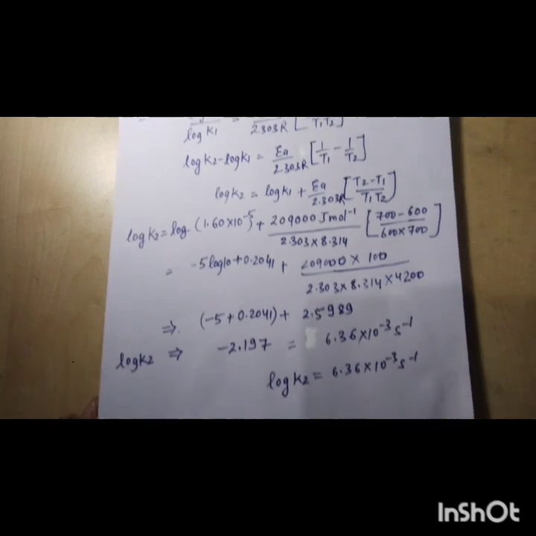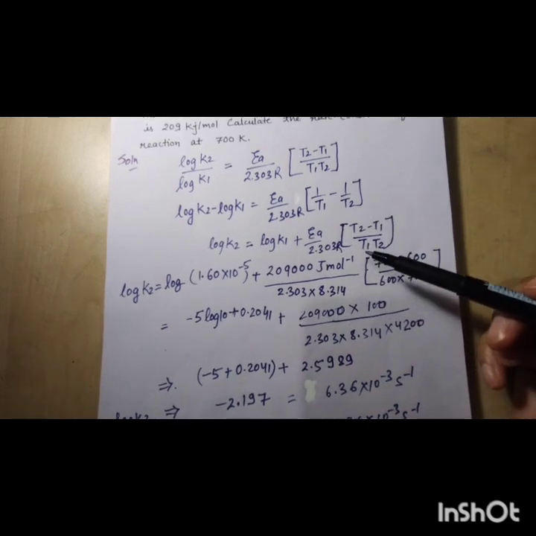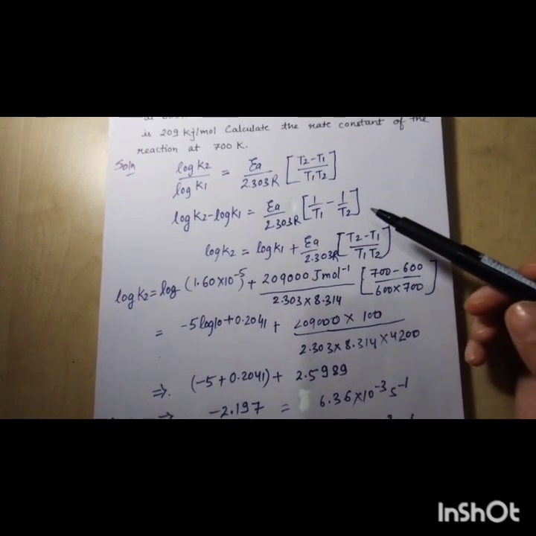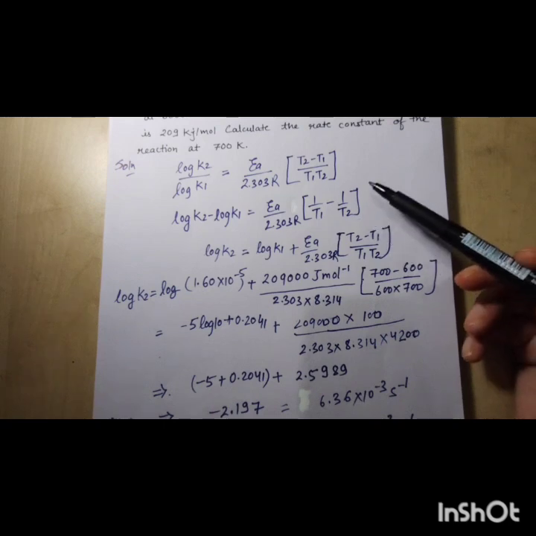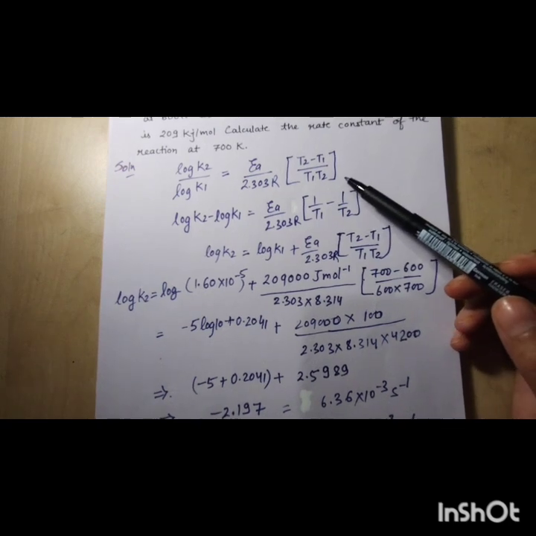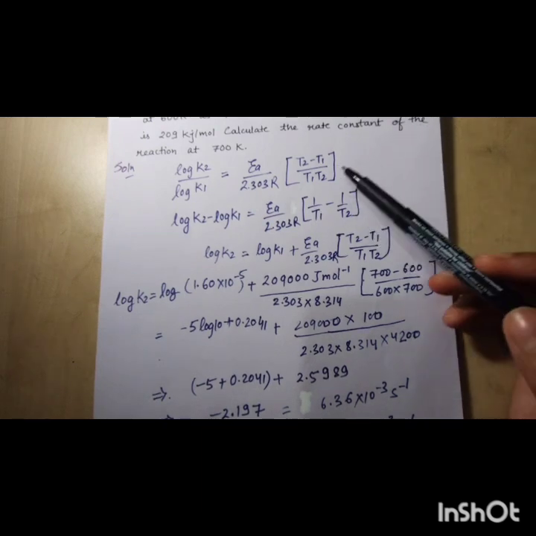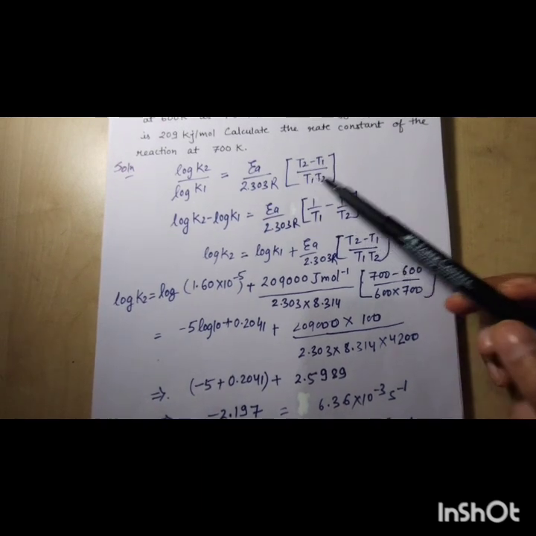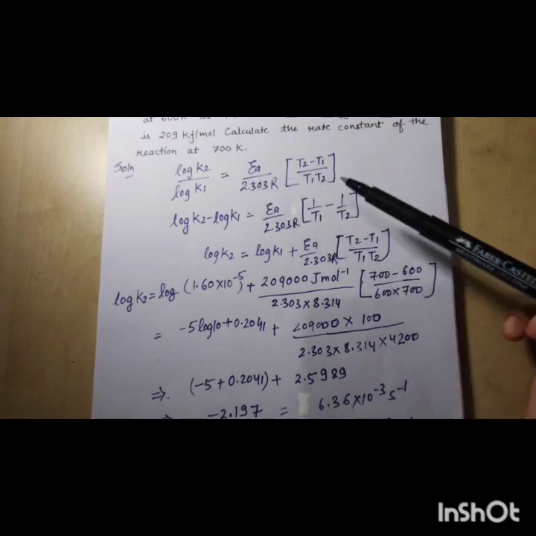So this is how you will solve this with the help of the integrated form of the rate equation. If both the initial and final temperature are given, and the rate constant value and energy of activation are given, then this equation will help to find out the K2 value.